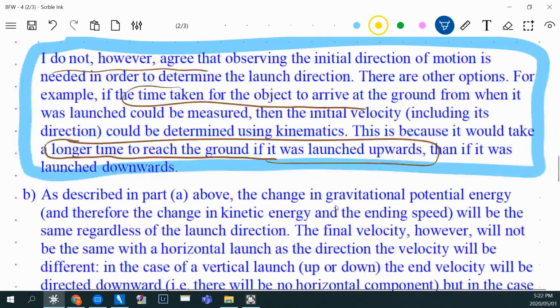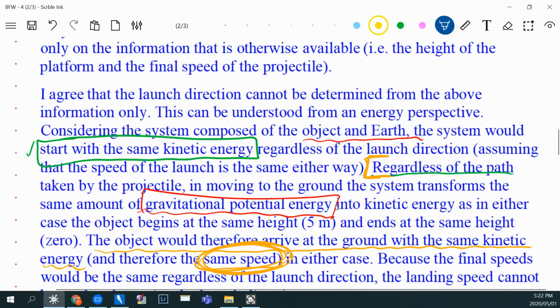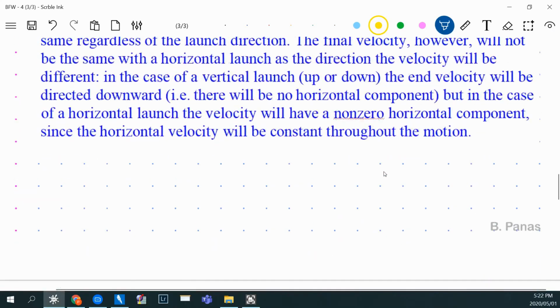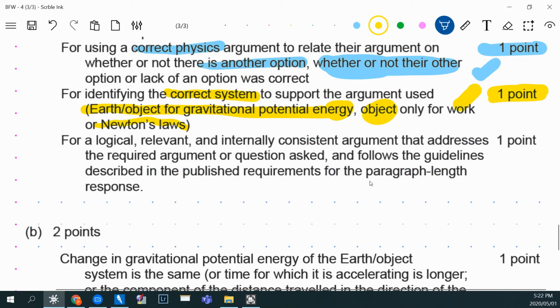Let's pinpoint where I did that. I think it was fairly early on where I defined my system. "Cannot be determined from an energy perspective considering the system composed of the object and the Earth, the system would," etc. Okay, so I definitely defined my system and then used the correct physics based on that system. So I'm giving myself that point.